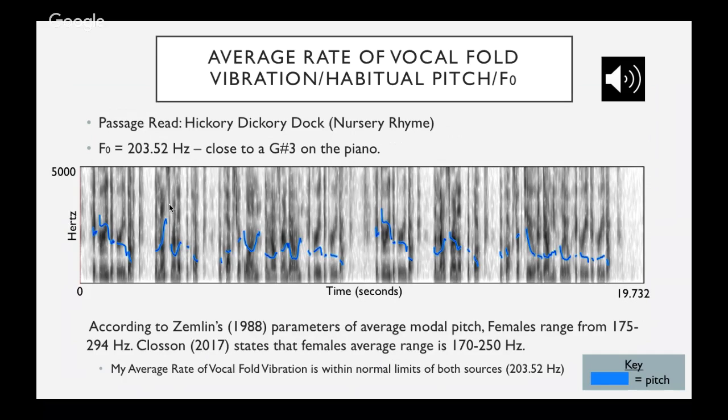Okay, here's the second parameter. This is the average rate of vocal fold vibration, or the fundamental frequency. I spoke in a connected speech sample, and I chose Hickory Dickory Dock, which is a nursery rhyme, and I wanted to see the average pitch that my voice lays at. You can see the blue lines on here, and it was 203 hertz. So I actually fell within normal limits according to Zemlin and Clausen.